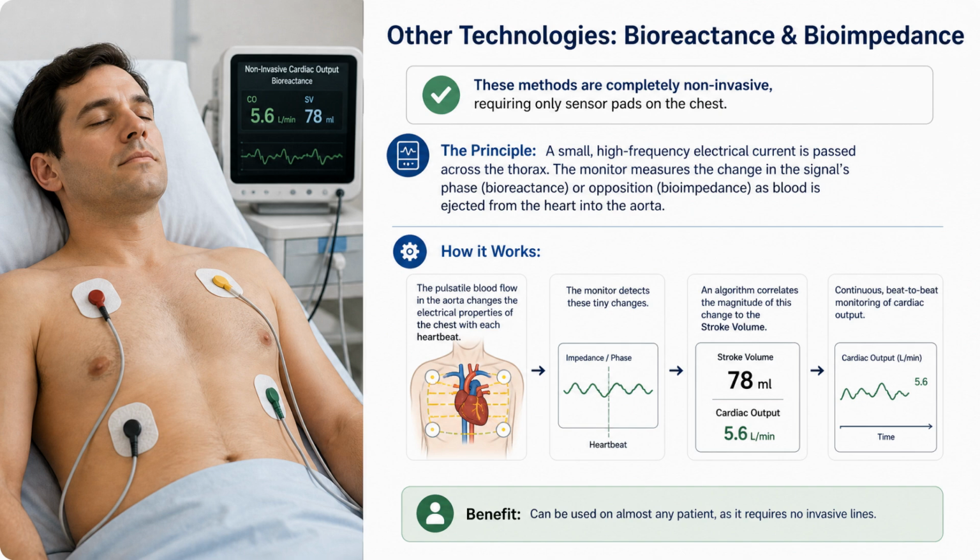There are also completely non-invasive methods like bioreactance. These systems use sensor pads placed on the patient's chest. They pass a tiny, imperceptible electrical current across the thorax. As the heart beats and ejects blood into the aorta, that big pulse of blood changes the electrical properties of the chest just slightly. The monitor detects this change, and its algorithm correlates the size of that change to the stroke volume. The major benefit here is that it requires no invasive lines at all.